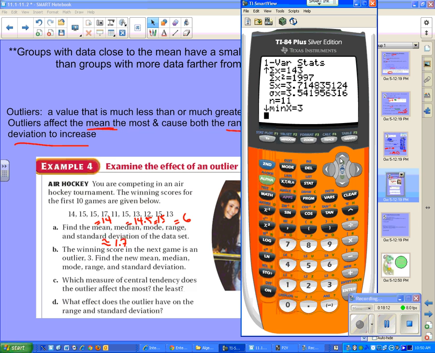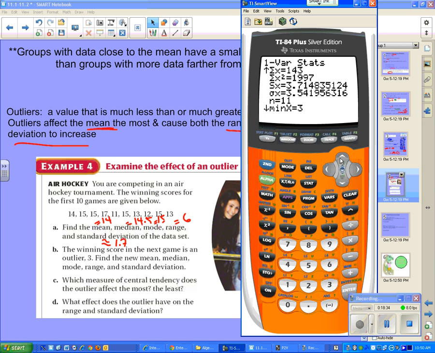And our standard deviation is now 3.54, which is a big jump. It doesn't maybe seem like it from 1.7, but for a standard deviation to double, that's a huge jump. So which measures of central tendency does it affect the most? Remember, central tendency or center: mean, median, mode. Which one did it affect the most?